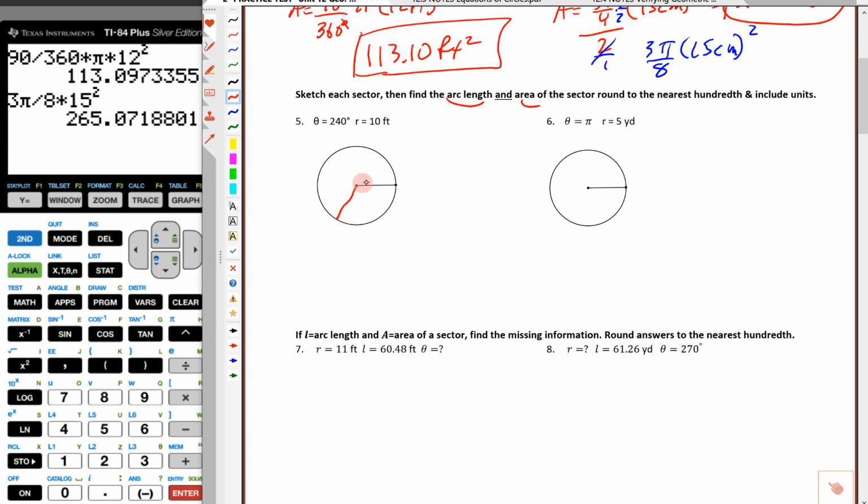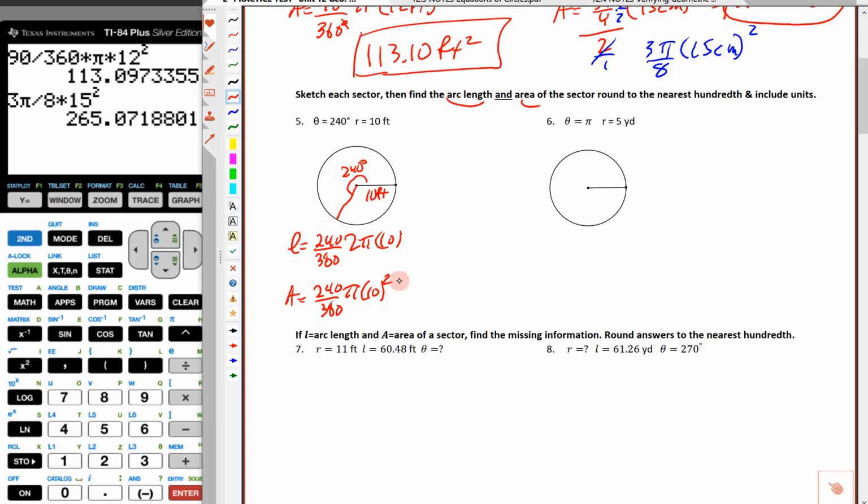So this is 240 degrees right here. And this is a 10-foot radius. Again, straight down here from standard position, this would be 270 degrees. So we want to find the arc length and the area. So remember, the arc length is going to be 240 divided by 360, and then 2 pi, and then the radius of 10. And then the area is going to be 240 divided by 360, and then it's going to be pi r squared. So we got a 10 squared right here.